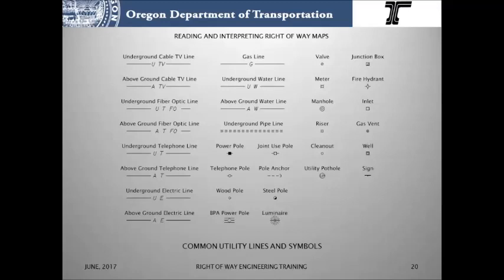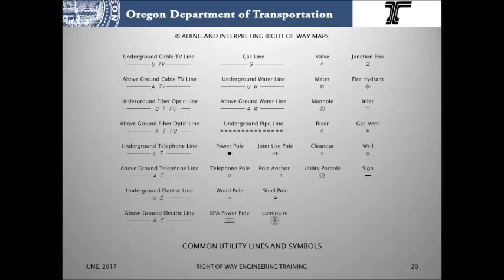Okay, topography symbols. So we have common utility lines and symbols. There's a lot of them there. So your utility lines, they're identified nowadays as either being underground or above ground with a U or an A. Usually has a little bit of text indicating what it is, like TV, fiber optic, telephone, electric, gas, water.